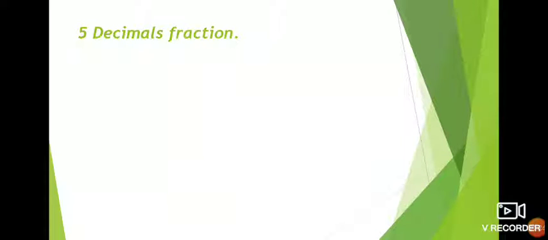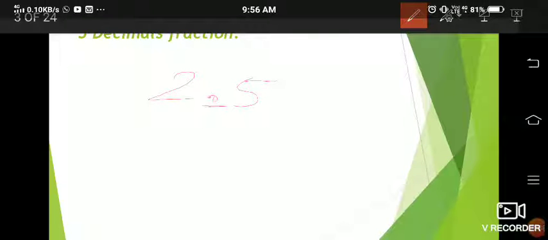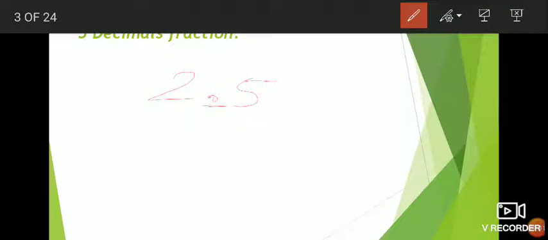Now fifth topic, decimal fraction. Decimal means what, students? See here, one example I am writing here, that is 2.5. This point denotes decimal. Okay, this point denotes what? Decimal. 2 is present at the unit place, students. Now here, after the decimal point, the number present is a 1 upon 10th part. Okay, that is the 10th part.